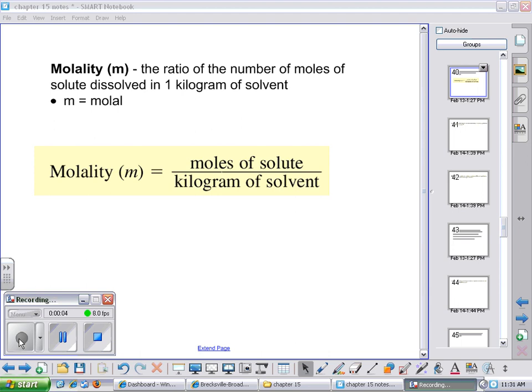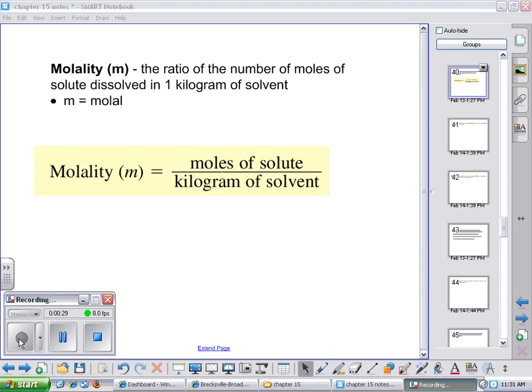Okay, this recording is about molality. Do not get molality and molarity mixed up. There's a difference between them, a difference in their definitions. So you should have your notes ready to go because you're going to write down some sample problems while you're watching this. You should have your calculators. You should have your periodic tables for any type of converting that we would need to do.